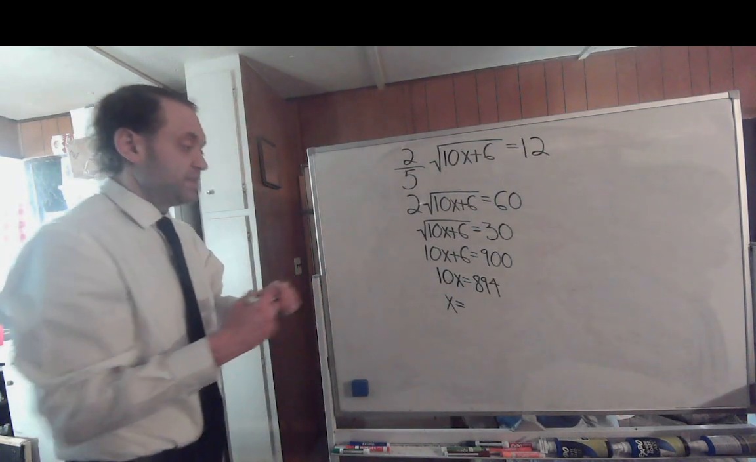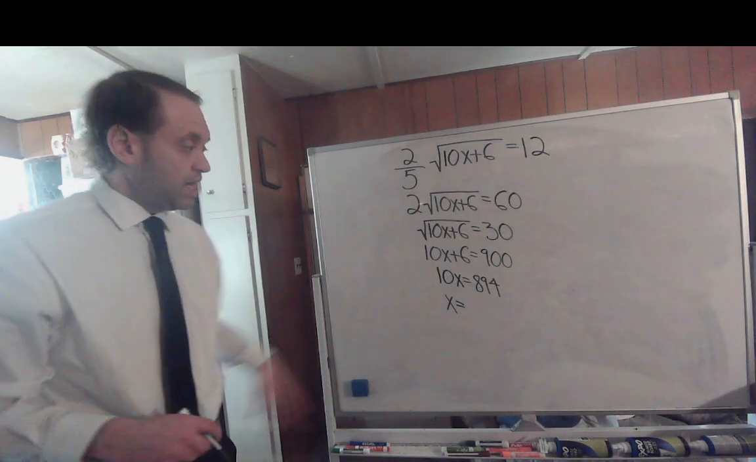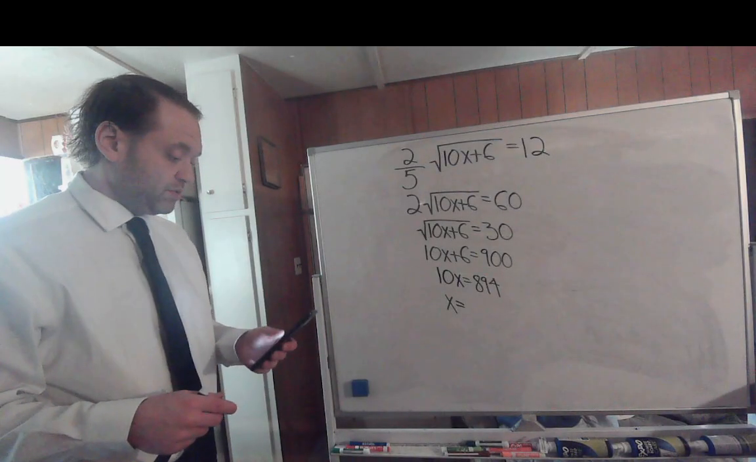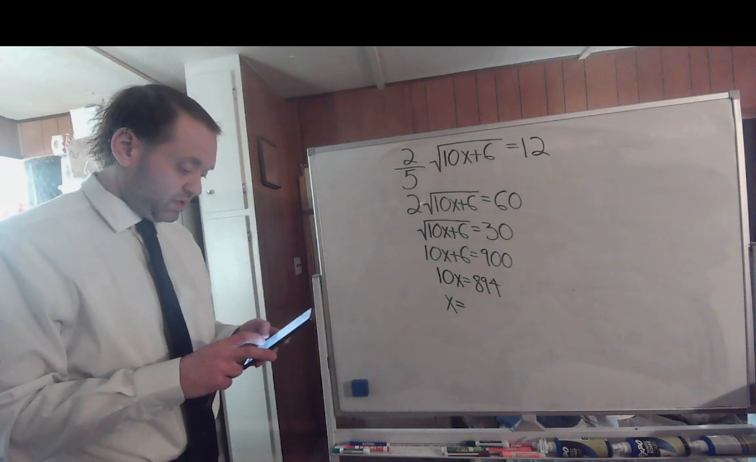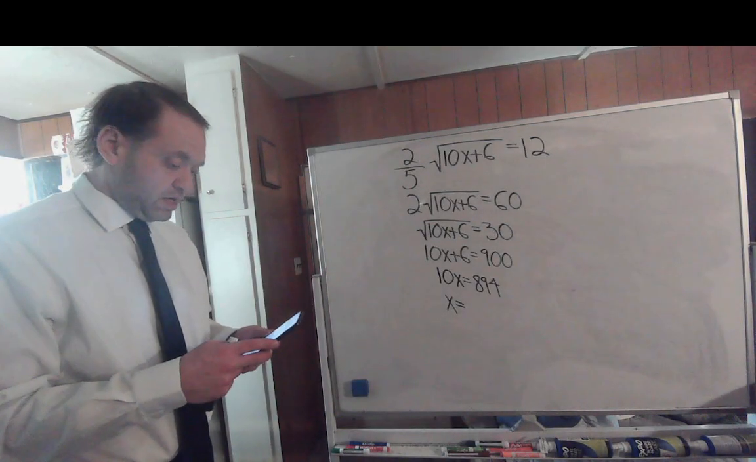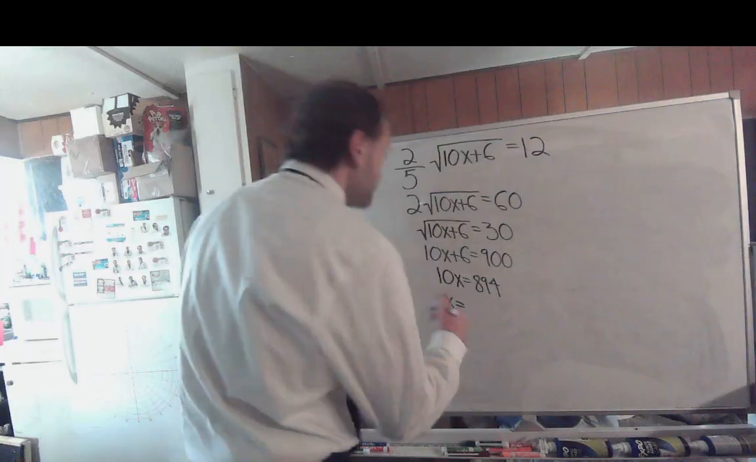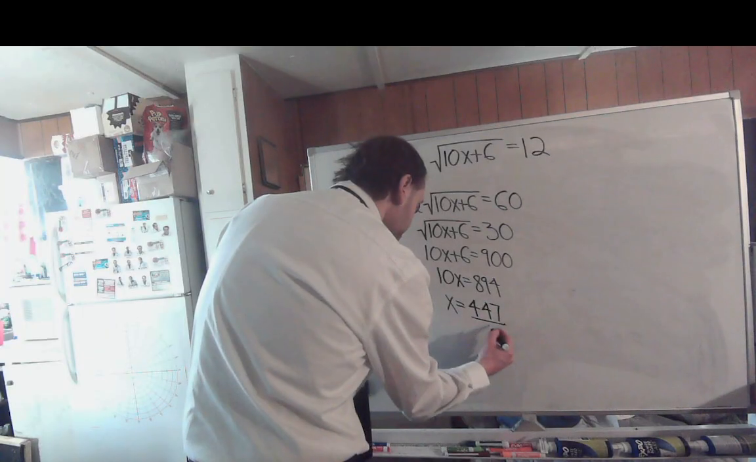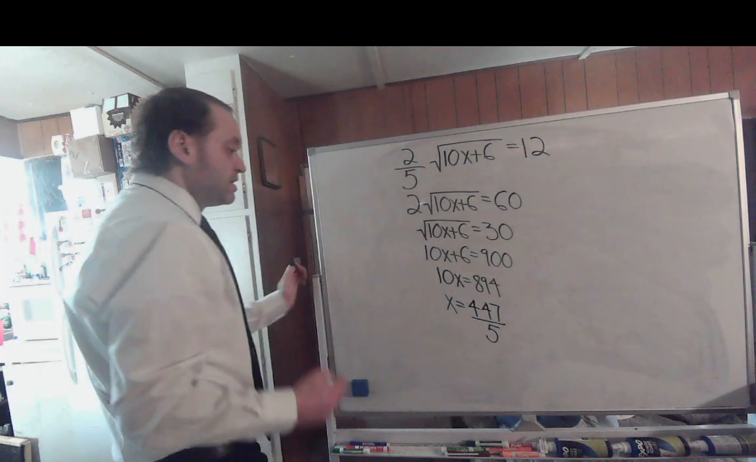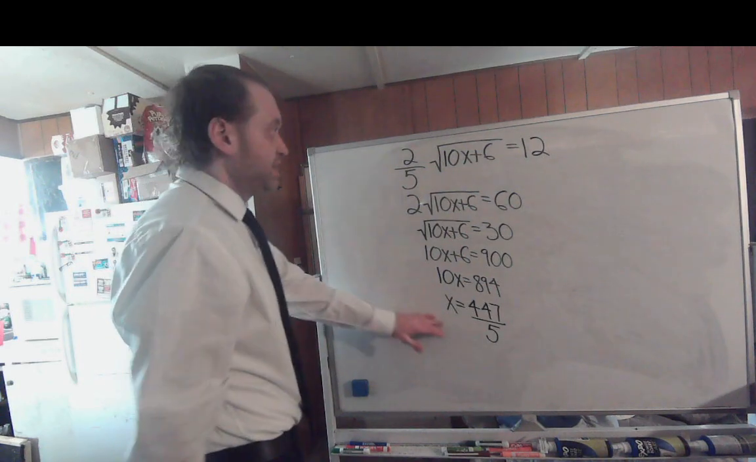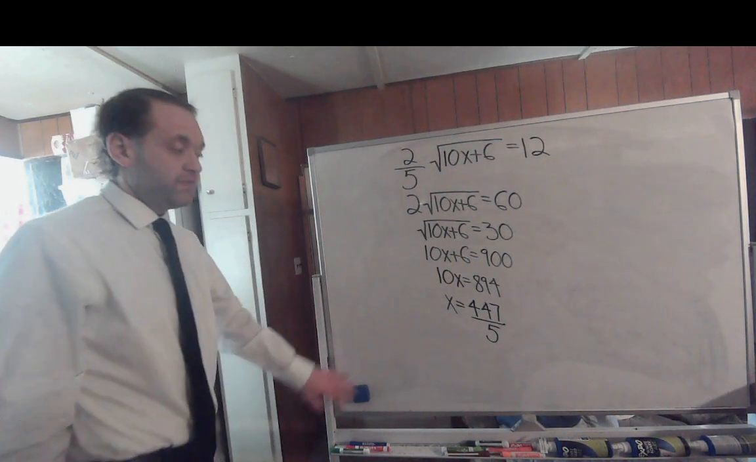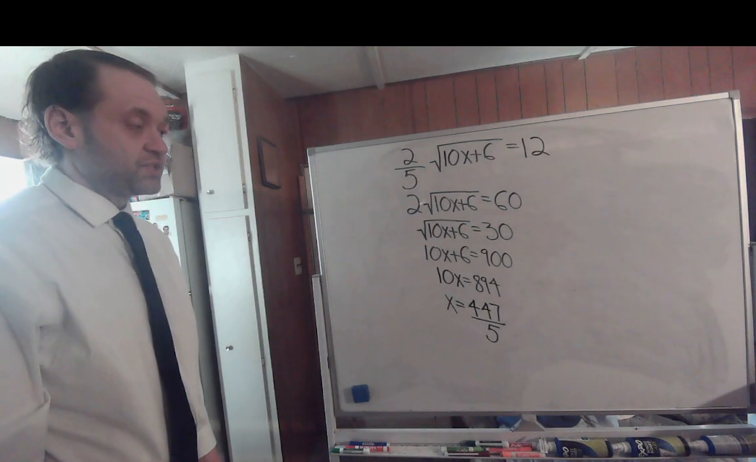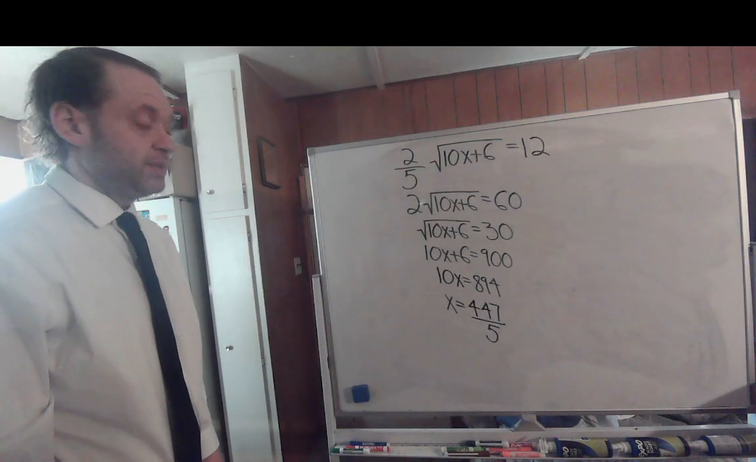So let's simplify this then. Got to divide both sides by 10, that's true, but 894 and 10 both have a common factor of 2, so you'd end up getting 447 over 5. So it looks like we got that x equals 447 over 5. Well, basically now this is going to come down to a decimal approximation.